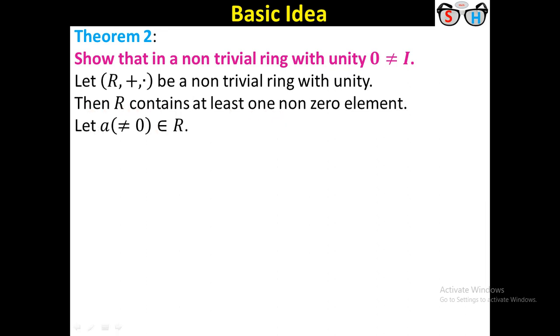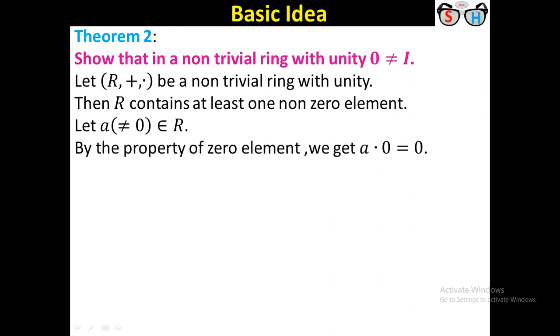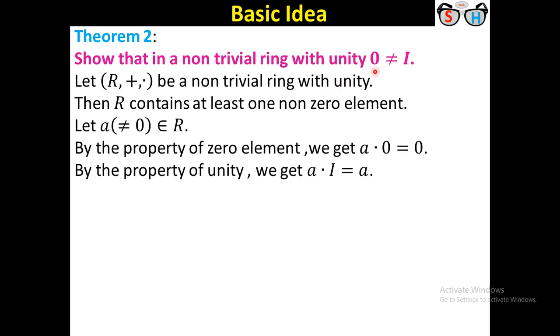Suppose a is a non-zero element in R. Now by the property of the zero element we get a dot 0 equals 0. I proved it in theorem 1 part 1: a dot 0 equals 0 for every element. Again, by the property of unity, a dot I equals a, from the properties of the multiplicative identity. Now we have to prove that 0 is not equal to I. I prove it by contradiction.